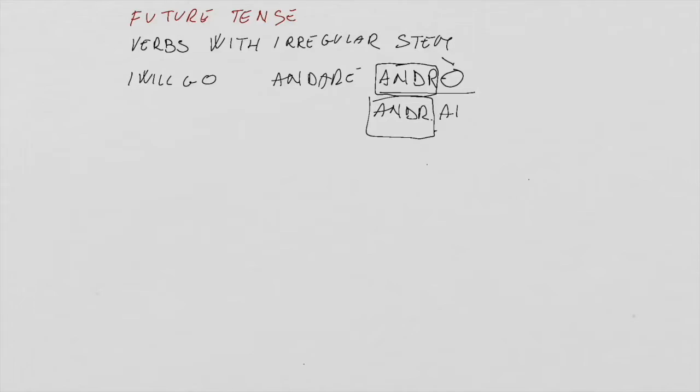You do exactly the same thing for all verbs that have an irregular stem. So, for example, avere is avr. So, io avrò, tu avrai, and so on. The verb potere is potr. So, io potrò, tu potrai, and so on.